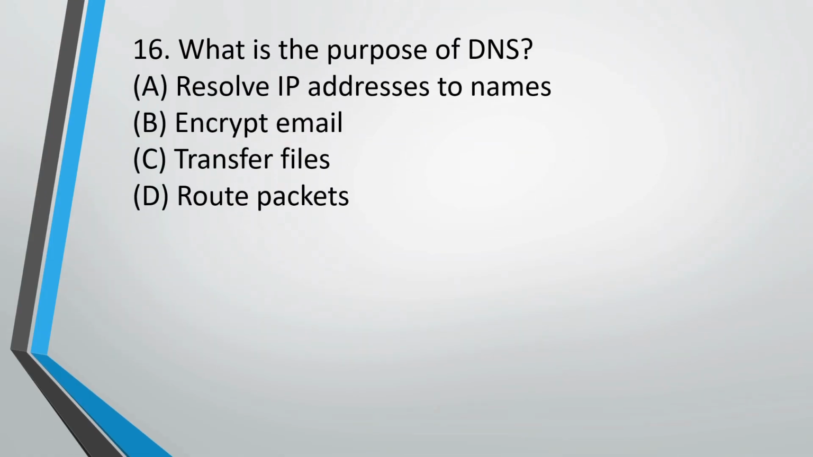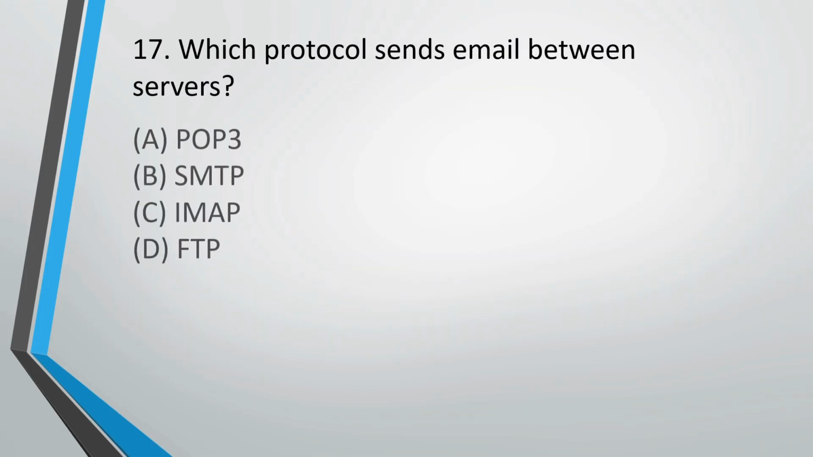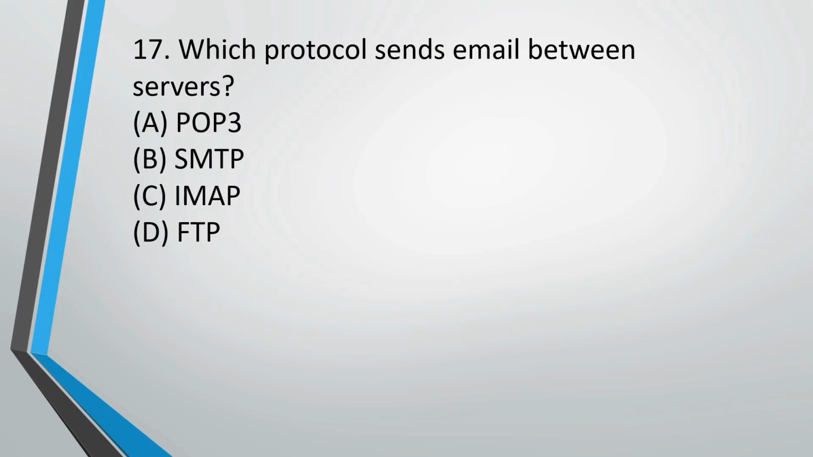And the next question is: what is the purpose of DNS? And the options are resolve IP addresses to names, encrypt email, transfer file, route packets. And the correct option is A, resolve IP addresses to names. And the next question is: which protocol sends email between servers? Options are POP3, SMTP, IMAP, FTP. The correct option is SMTP.